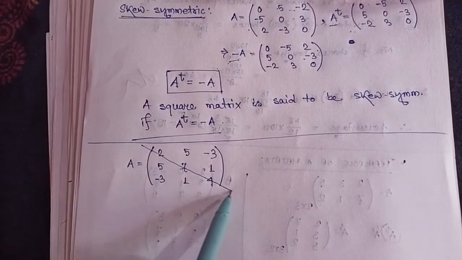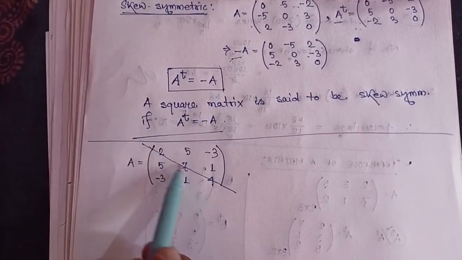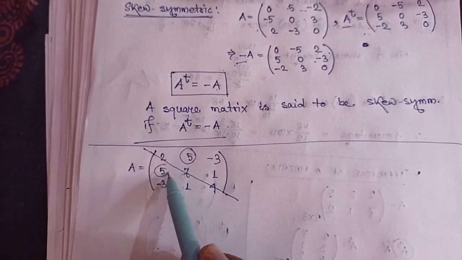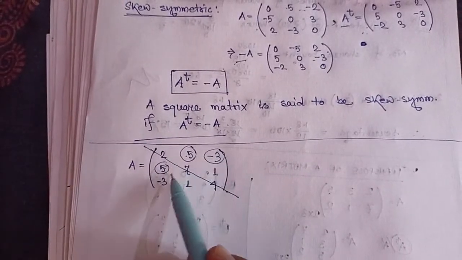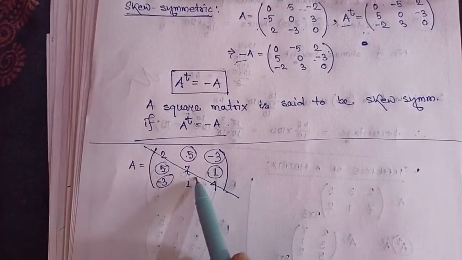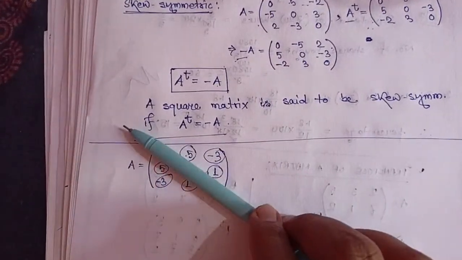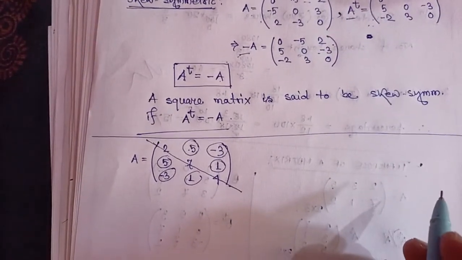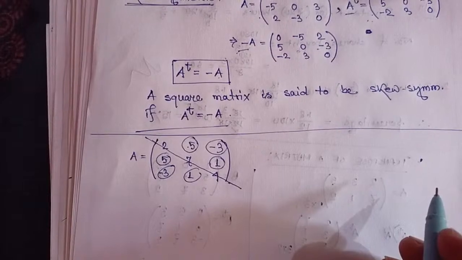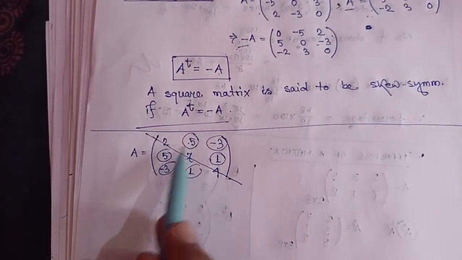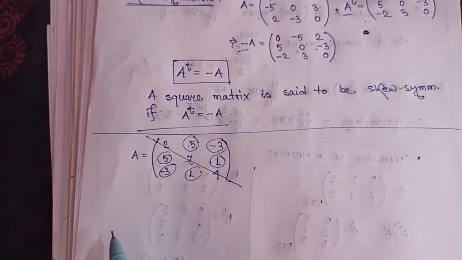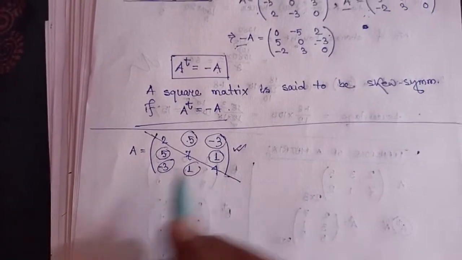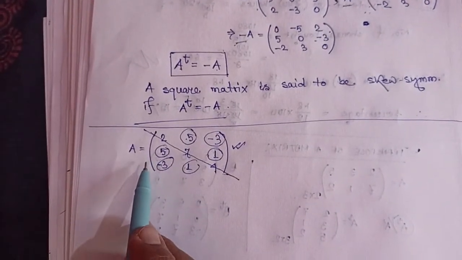When we check for a symmetric matrix, this is the principal diagonal of the matrix. With respect to the principal diagonal, the same elements are there on both sides. See here, 5 is there, so there is also 5. There is minus 3, so there is also minus 3. There is 1, so there is also 1. So with respect to the principal diagonal, if the same elements are on both sides, then that is always a symmetric matrix. So obviously this is a symmetric matrix. You can check with the definition by taking the transpose.